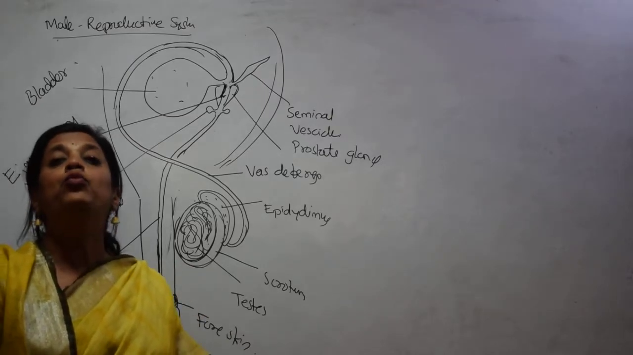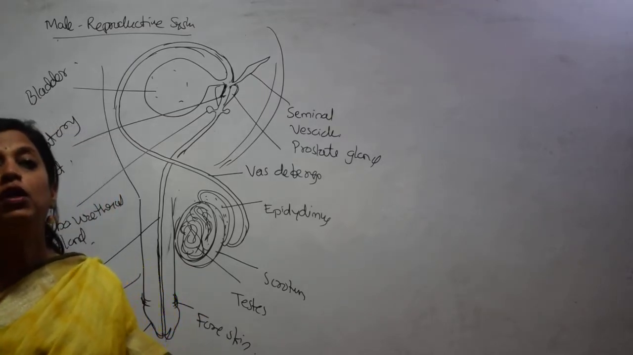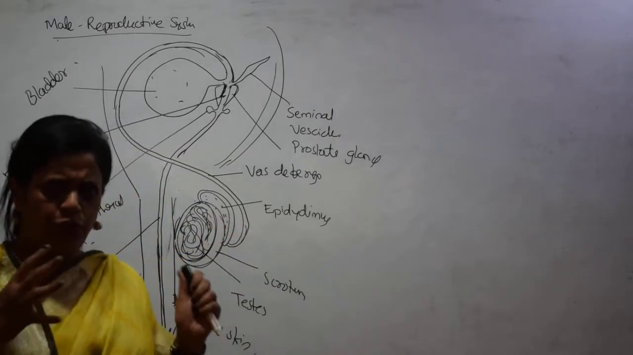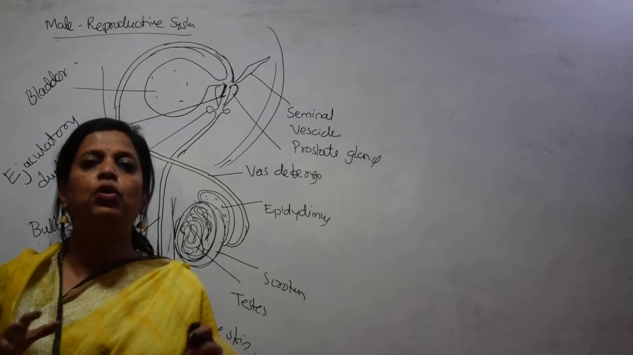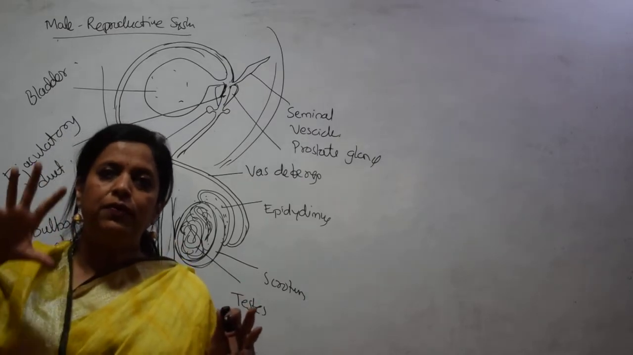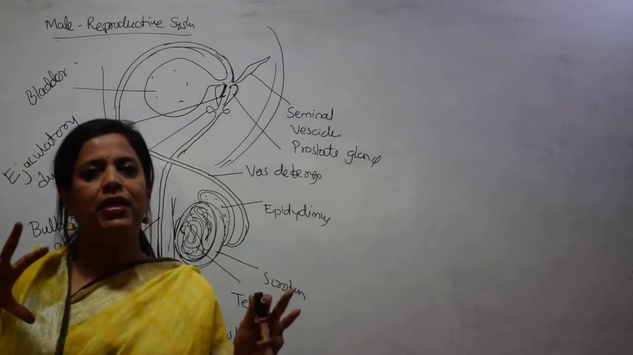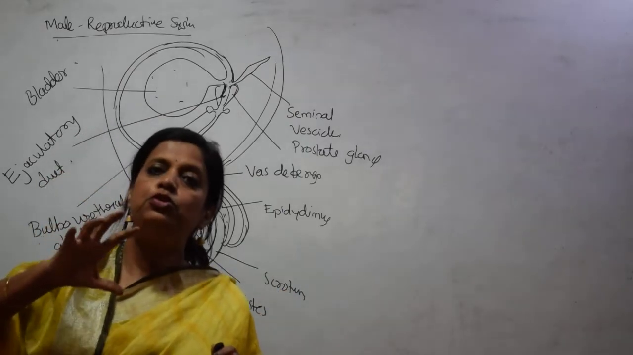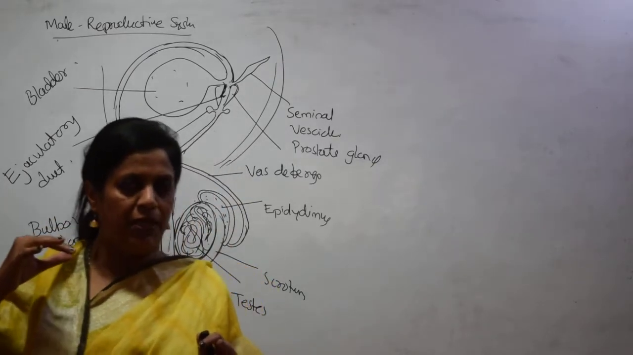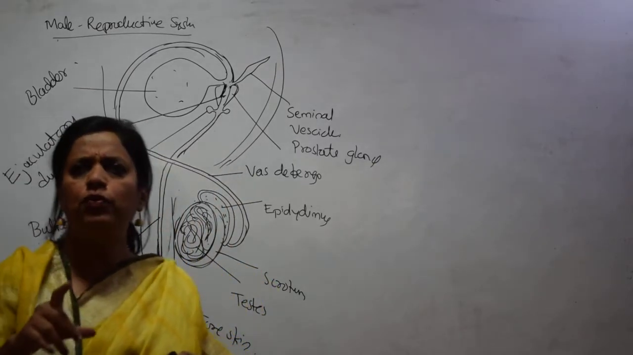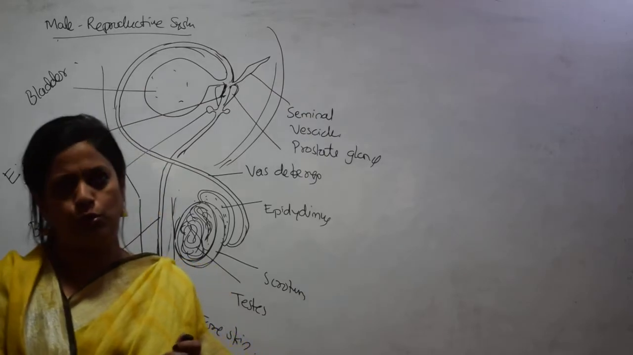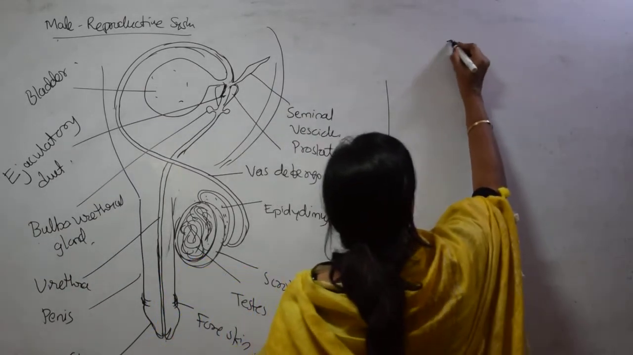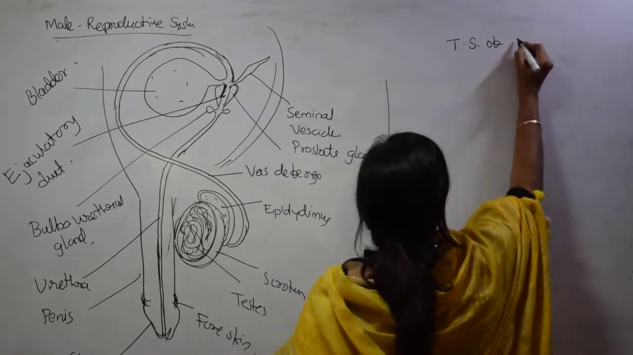Okay. Now we'll move on to the next part, that is about the testis. This is only the external view. In the transverse section we are going to learn at least the growing cells and how exactly sperms are produced from each of the seminiferous tubules from the germinal epithelial cells. Because this structure we will be getting in the practical examination also. So let us start with the next diagram, that is the transverse section of testis.